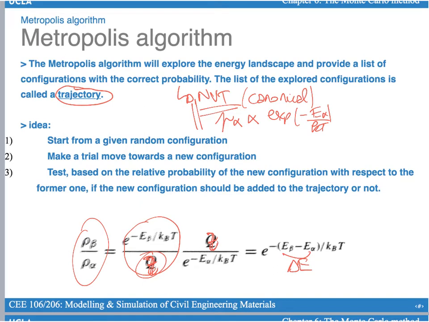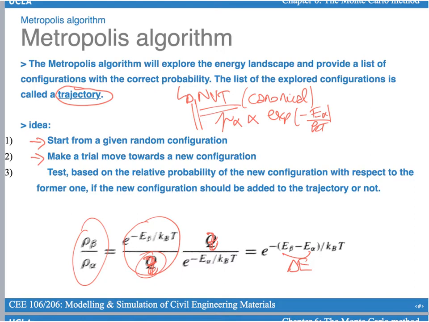how much more likely or how much less likely it is. So the main idea of the Metropolis algorithm is to first start with a random configuration. So you will have the atoms at some random position, and then you will start moving the atoms. So you will do a trial move where you randomly move the atoms so that the system now reaches a new configuration.